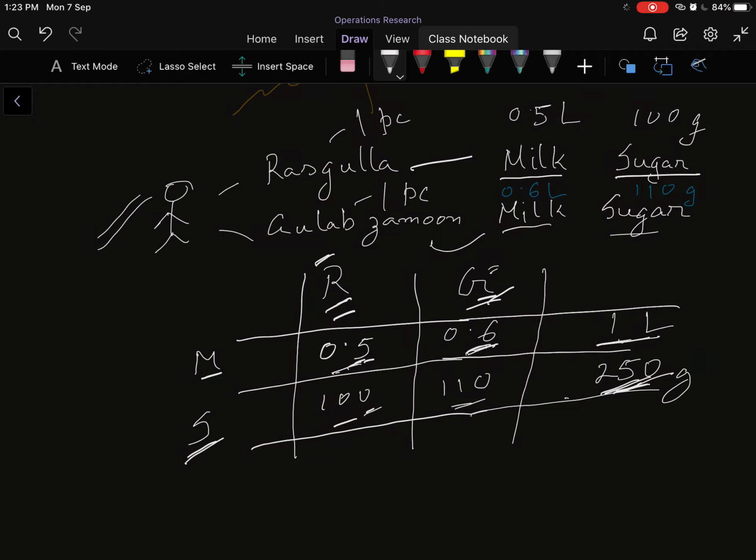So now let's see which one he would manufacture. Now see, it is very essential to remember that this person is actually a trader or a businessman. So he would manufacture either rasgulla or gulab jamun based upon which one generates the maximum amount of money for him. And see, money is something which is driving the whole world.